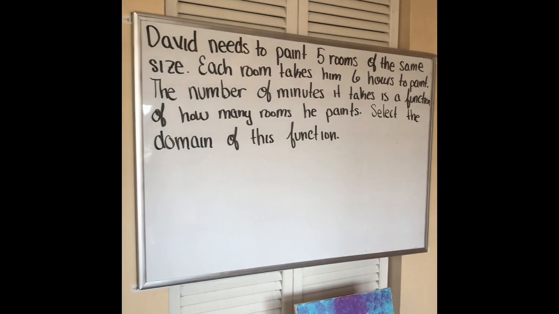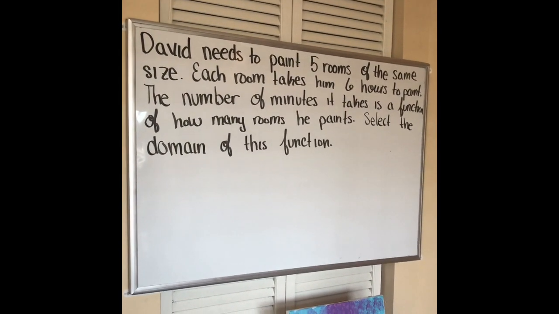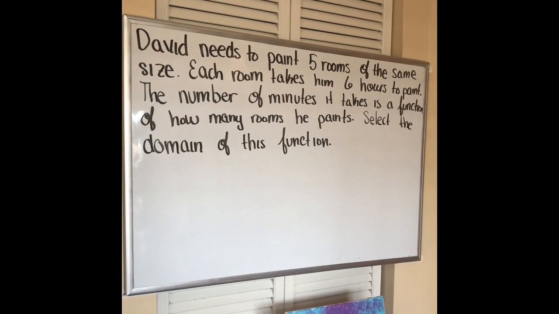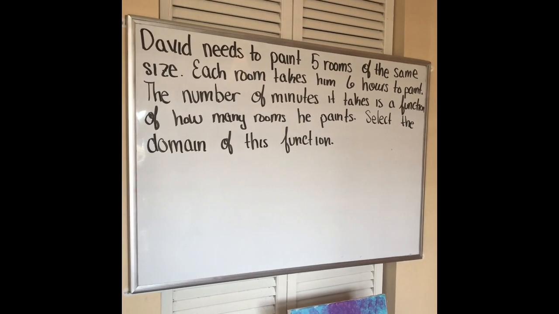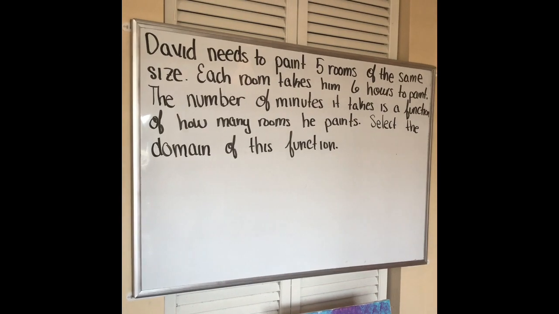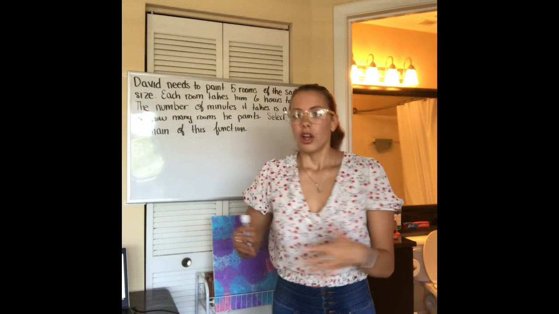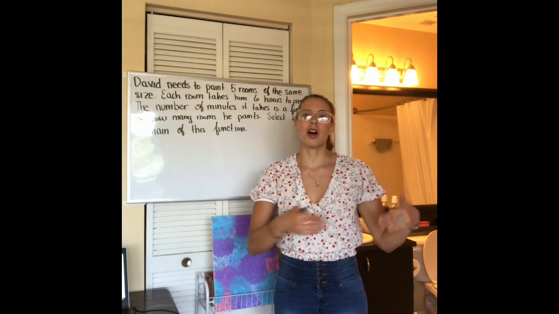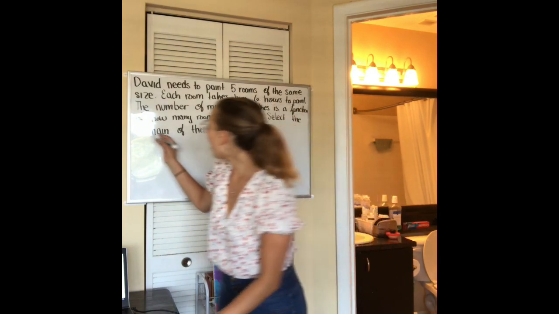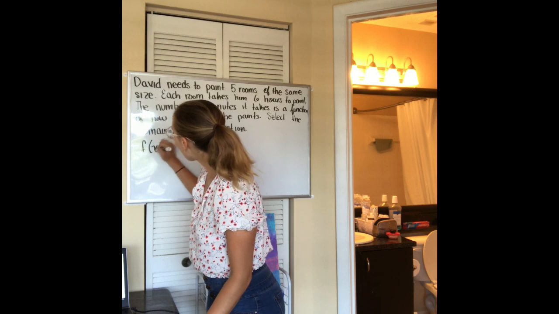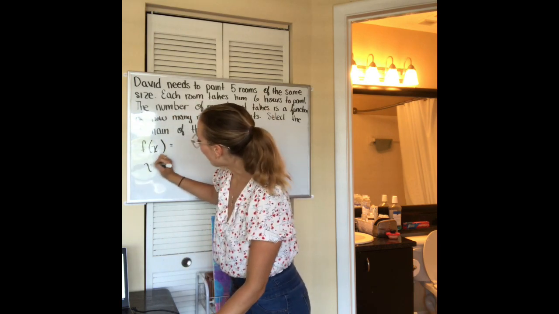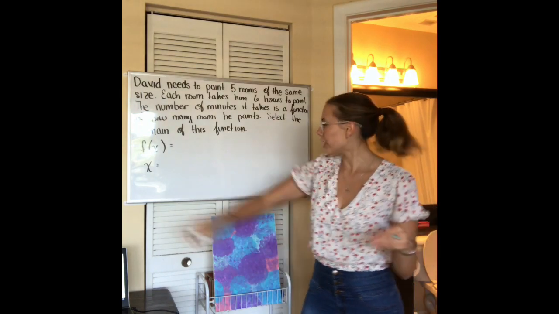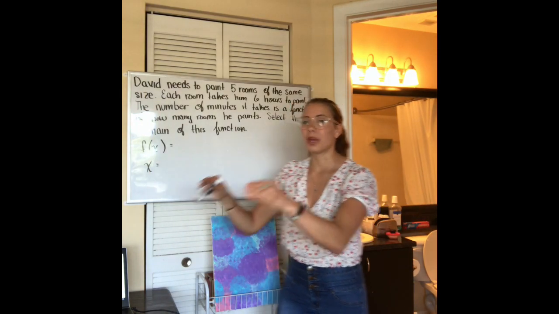David needs to paint 5 rooms of the same size. Each room takes him 6 hours to paint. The number of minutes it takes is a function of how many rooms he paints. Select the domain of this function. So again, we're talking about domain and range, or what is a function of what. So f of x and x. So x is what you would plug into the function, and f of x is what you get out of the function.